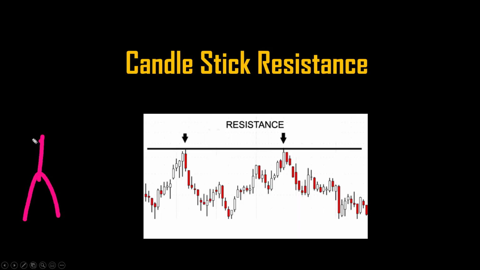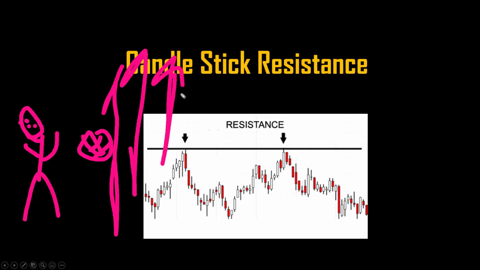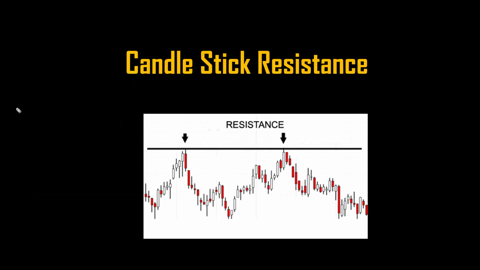So again, guys, visually think of yourself in your house right now. You're standing there. You got a basketball, right? This is you. You got three eyes apparently. This is a basketball, and you keep bouncing it, and it keeps hitting the ceiling. You just can't break through that ceiling. That's what we call resistance.